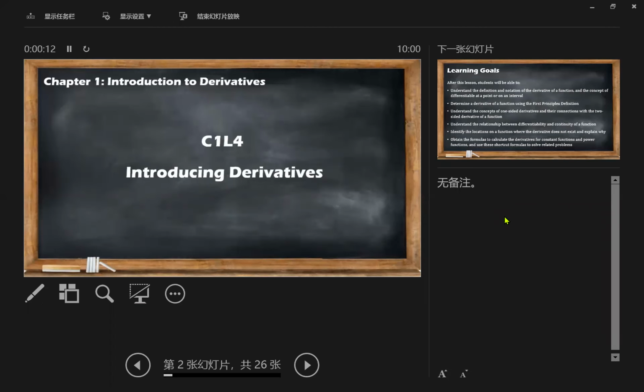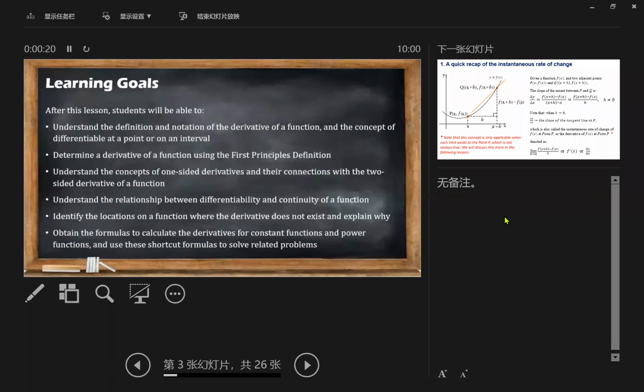Okay, today let's have a look at chapter 1, lesson 4, introducing derivatives. So first, let's have a look at the learning goals for today. After this lesson, you are expected to understand the definition and notation of the derivative of a function and the concept of differentiable at a point or on an interval.